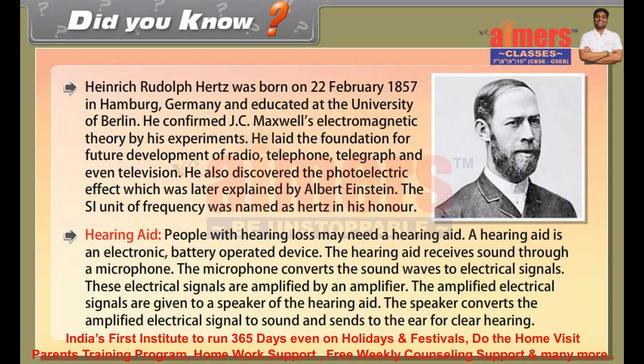Hearing aid. People with hearing loss may need a hearing aid. A hearing aid is an electronic, battery-operated device. The hearing aid receives sound through a microphone. The microphone converts the sound waves to electrical signals. These electrical signals are amplified by an amplifier. The amplified electrical signals are given to a speaker of the hearing aid. The speaker converts the amplified electrical signal to sound and sends to the ear for clear hearing.